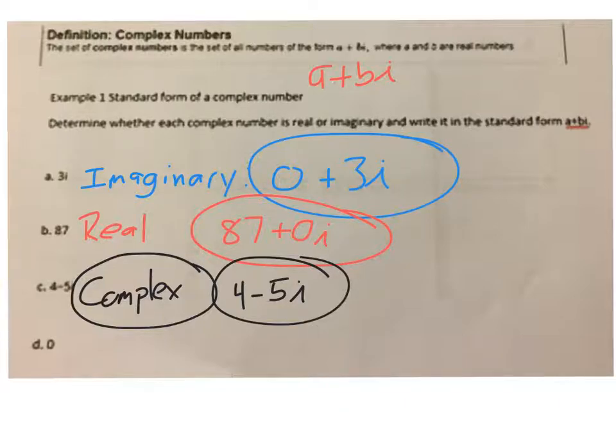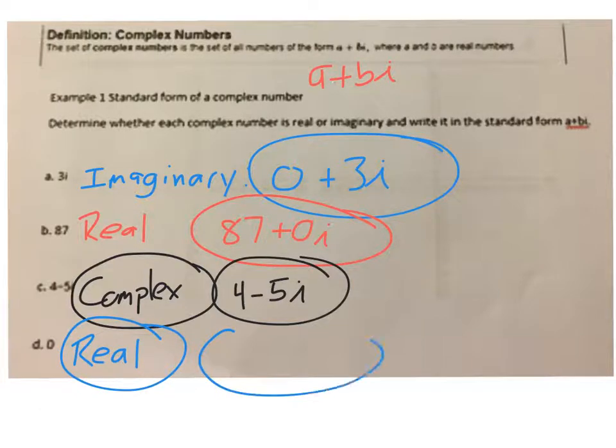And then the last one, just the number 0. Is that real or is that imaginary? It is real. And how would we write that in complex form? It is 0 plus 0i.